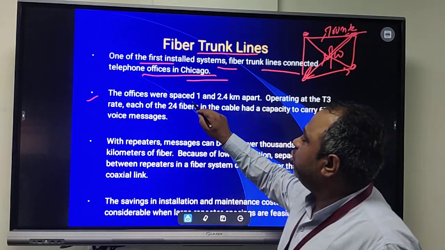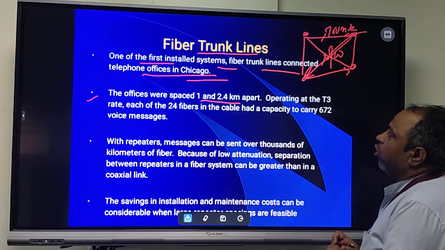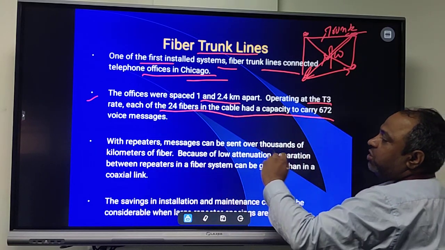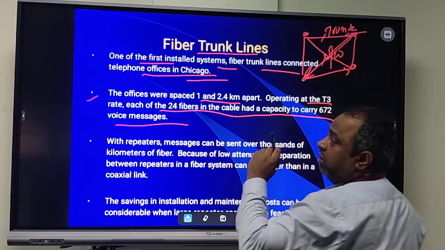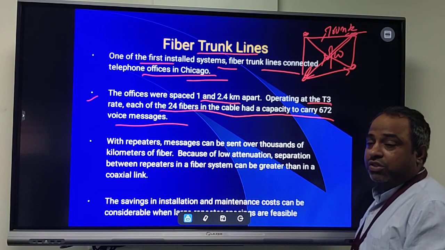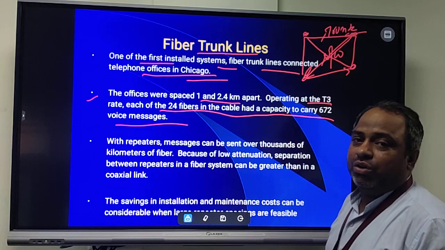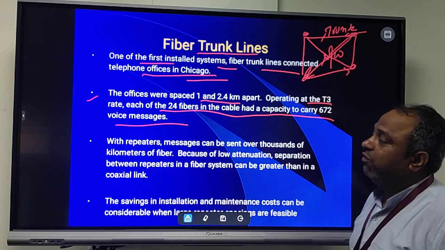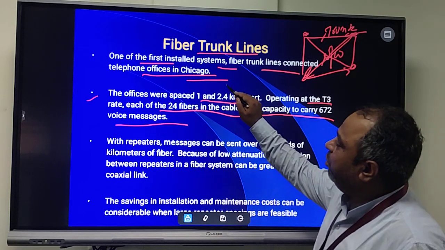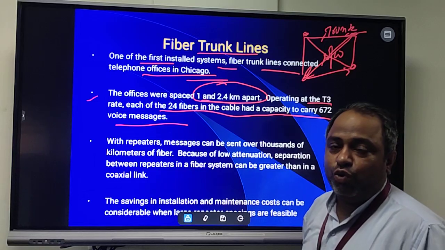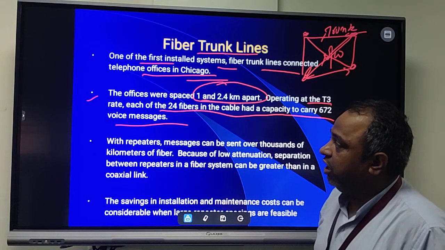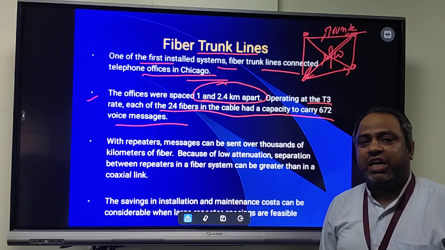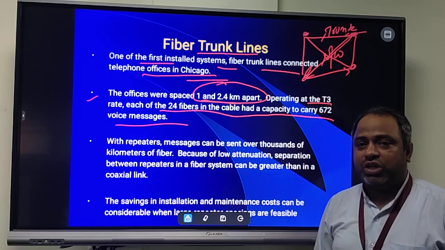Second, the offices were spaced 1 to 2.4 kilometers apart, operating at the terminal 3 rate. Each of the 24 fibers in the cable had a capacity to carry 672 voice messages. Offices play a very pivotal role. People never share information directly one to the other, but with this we can communicate between offices 1 to 2.4 kilometers apart directly without going anywhere. Each of the 24 fibers is connected and established, and your information goes directly and shares your views directly.